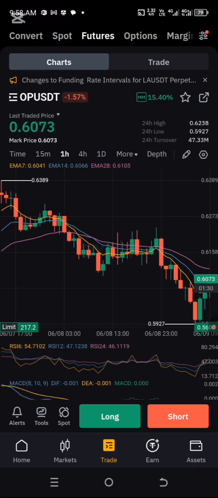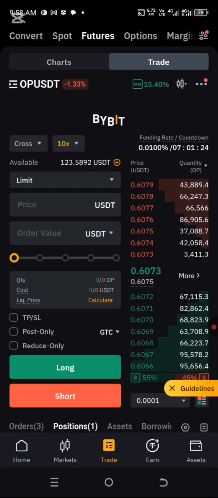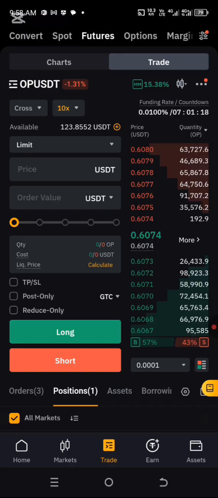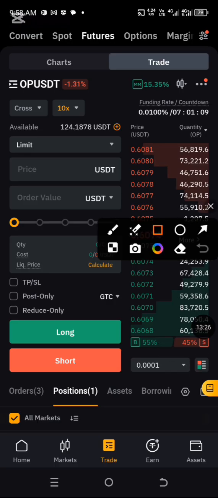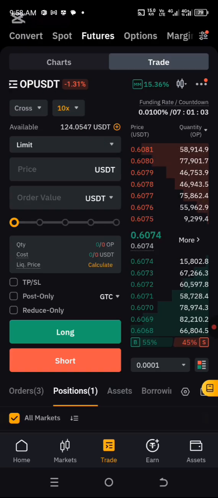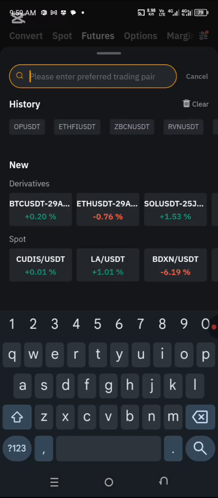Maybe you are in your trade like that, and they give you another signal to say, okay, place a trade like this. The fastest way to search, with no need for you to be going back and forth in the market, is you just click on the name of the coin at the top there, like this. Once you click on it, it will take you to the market. You click on this place and search for the coin you want to buy.